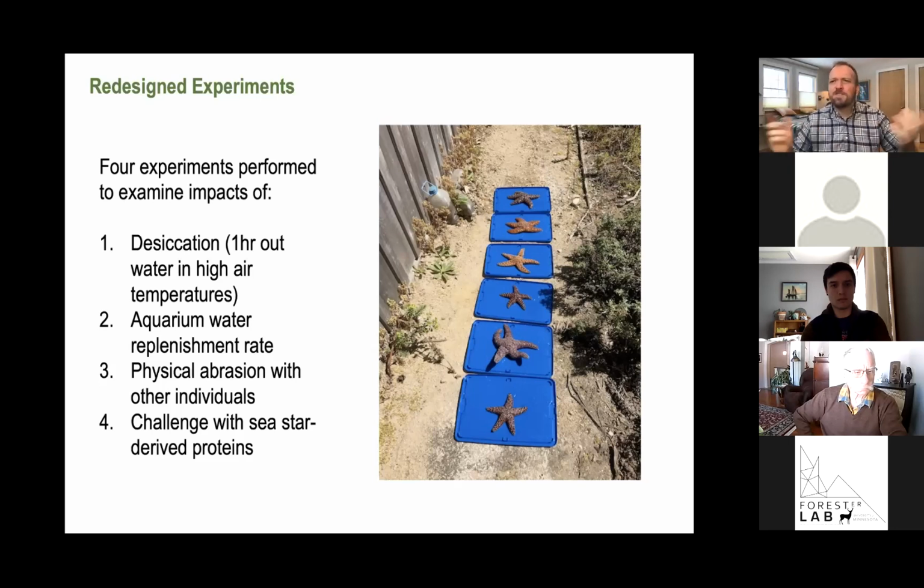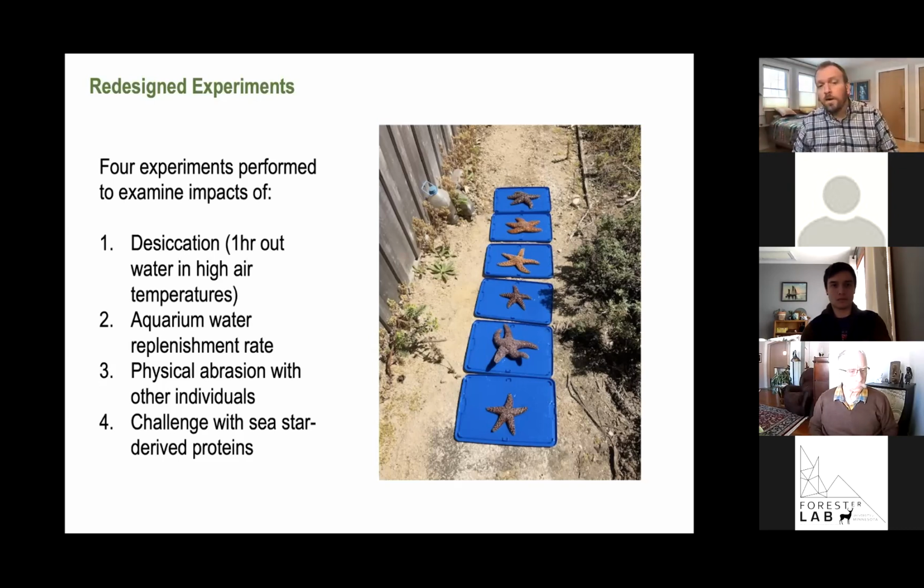If it's not rapid temperature swings, there were no rapid temperature swings and these things still died, what could it possibly be? And so we started to think about desiccation. We know that this disease peaks in midsummer. Perhaps it was low tides and these things being immersed for too long in warm temperatures. So we designed an experiment where we left them out in hot temperatures for an hour and then put them back in tanks and compared them against sea stars that had not been desiccated.